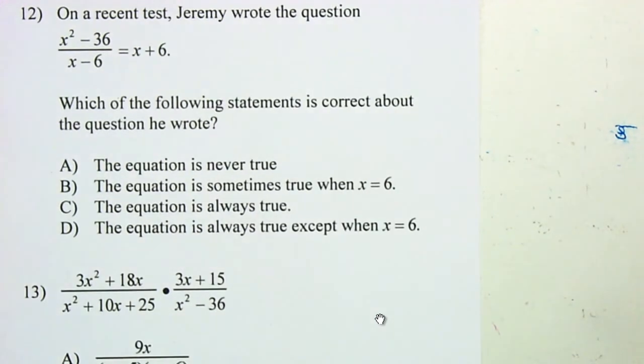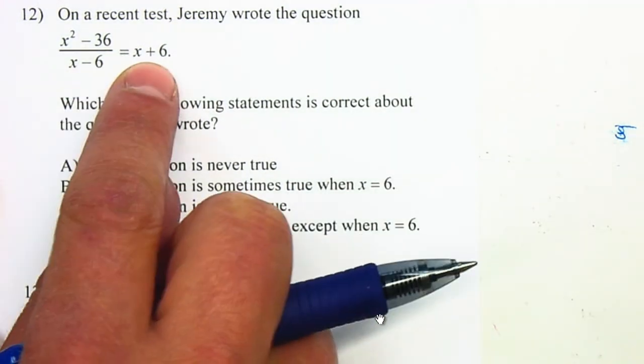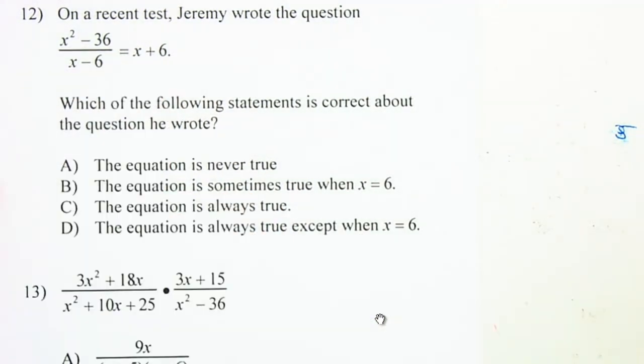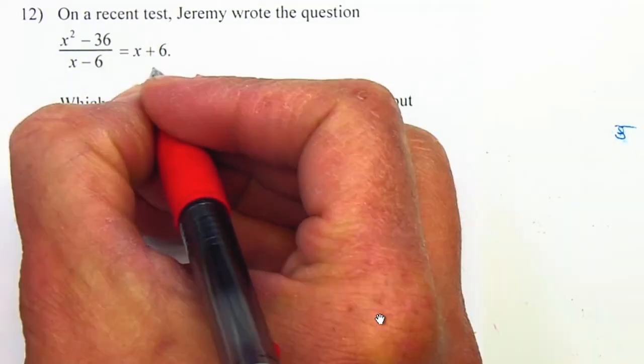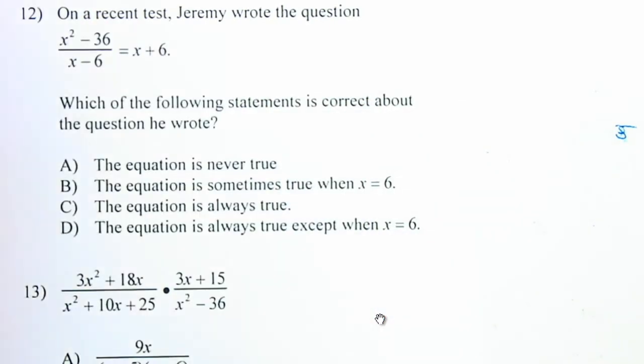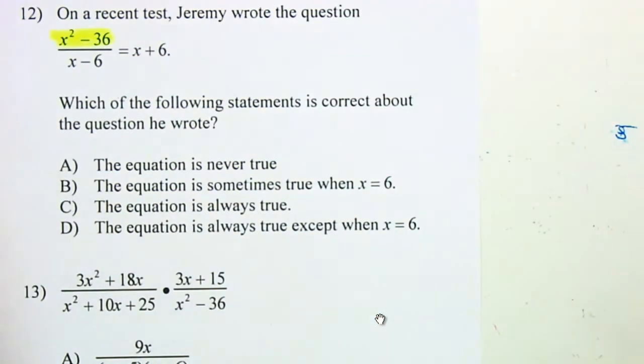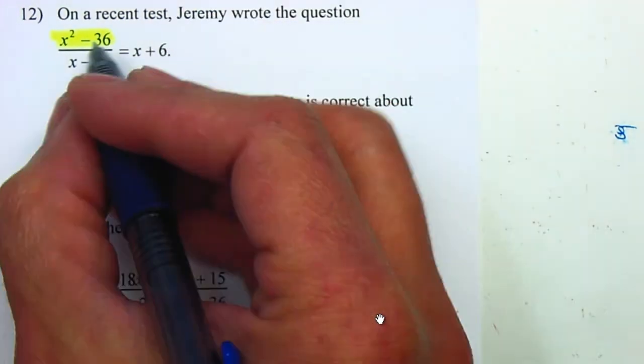It says, on a recent test, Jeremy wrote the question, x squared minus 36 over x minus 6 is equal to x plus 6. There's different ways of doing this. Some of you guys are cross multiplying, placing over 1, cross multiply, and then solve. Some of you guys are factoring the numerator and then simplifying. So let me try that first.